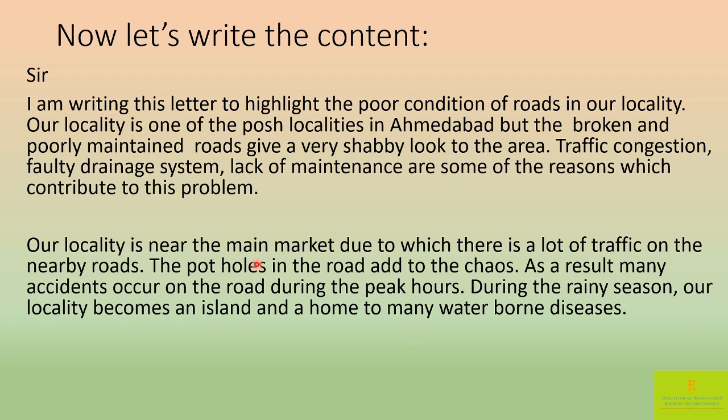So in the causes, I've written that since the area is near the main market, there's a lot of traffic, then there are potholes which add to the chaos. As a result, there are accidents during the peak hours, and for the rainy season, the effect is it becomes an island and a home to many waterborne diseases. Now, here we can add many more things. Obviously, there are so many points that we can add, but you have to take care of the word limit also. So whatever you are writing should be written expressively.